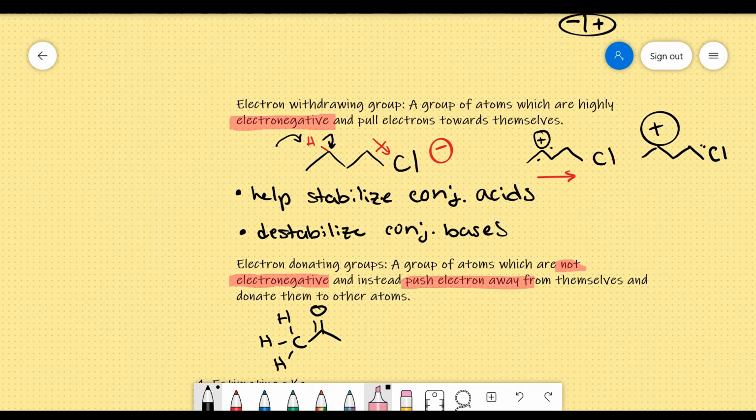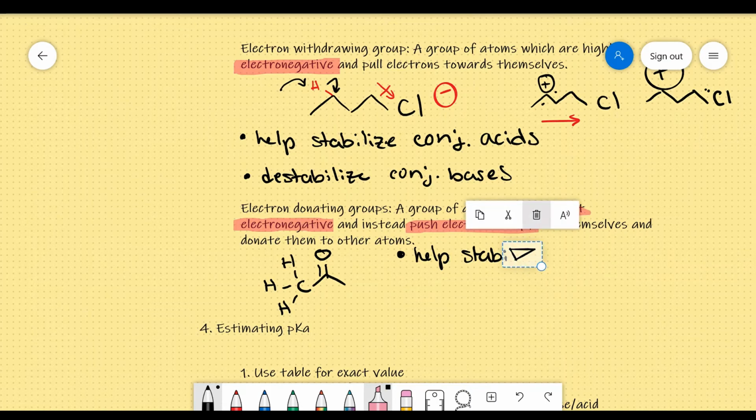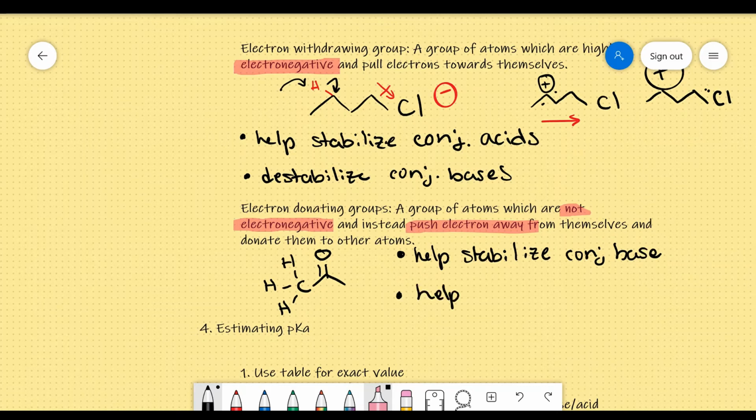Now, electron donating groups help stabilize conjugate acids and destabilize conjugate bases.